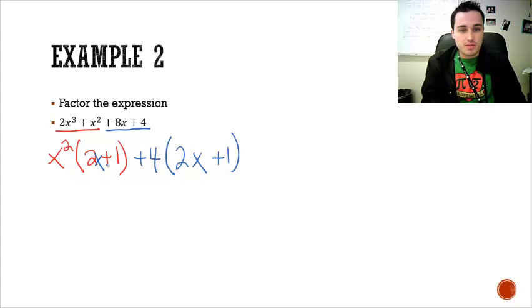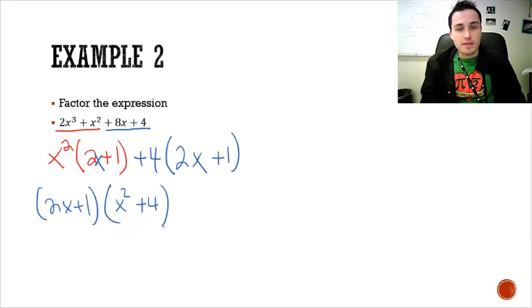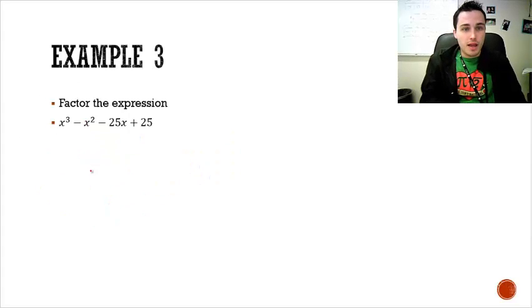Okay, so 2x plus 1 is the common binomial, and then x squared plus 4 would go in the parentheses. Now here I can't factor this one any further because this isn't a difference of squares. So actually this is as factorable as this gets. So that's the answer for that one. And then lastly here, okay, once again I see x squared is a factor, and I pull that out, and that would leave me with just a single x and a minus 1.